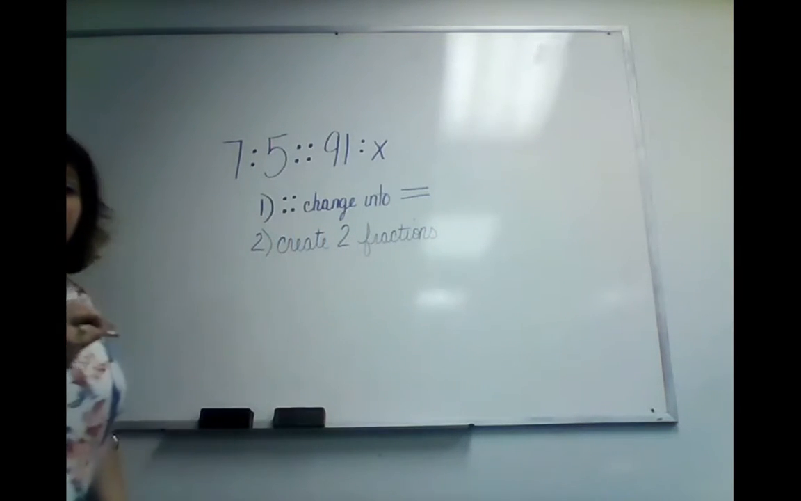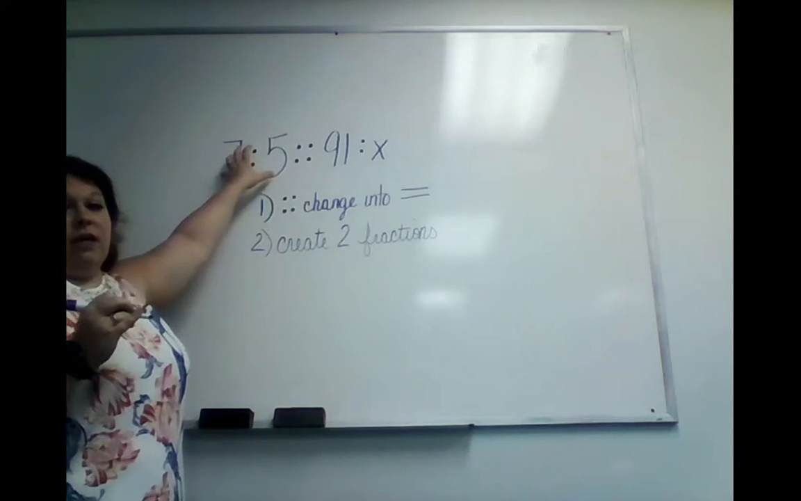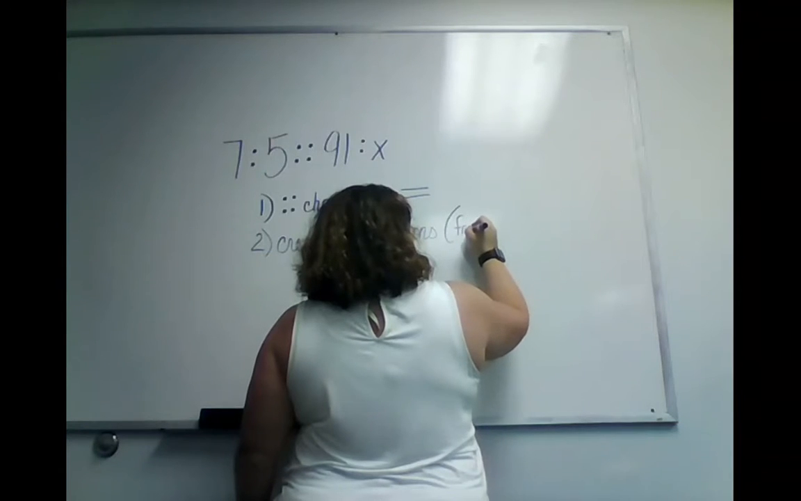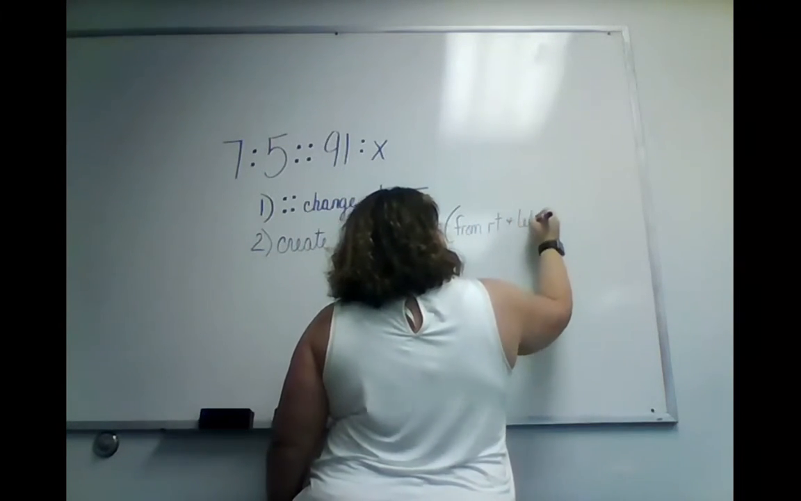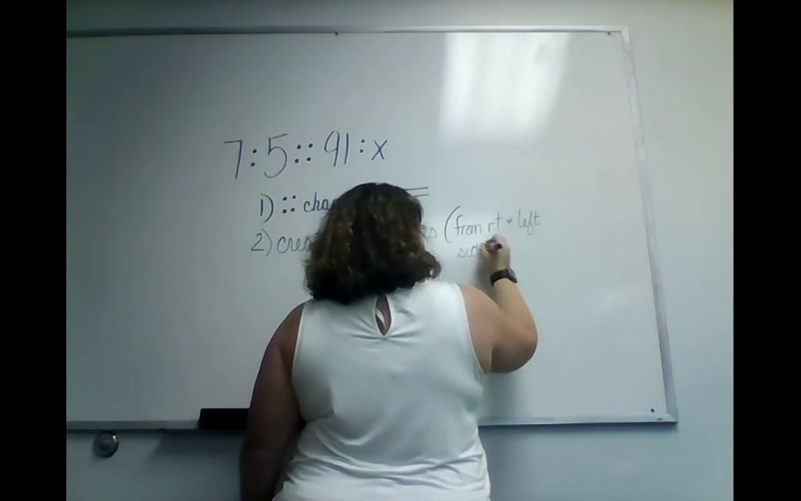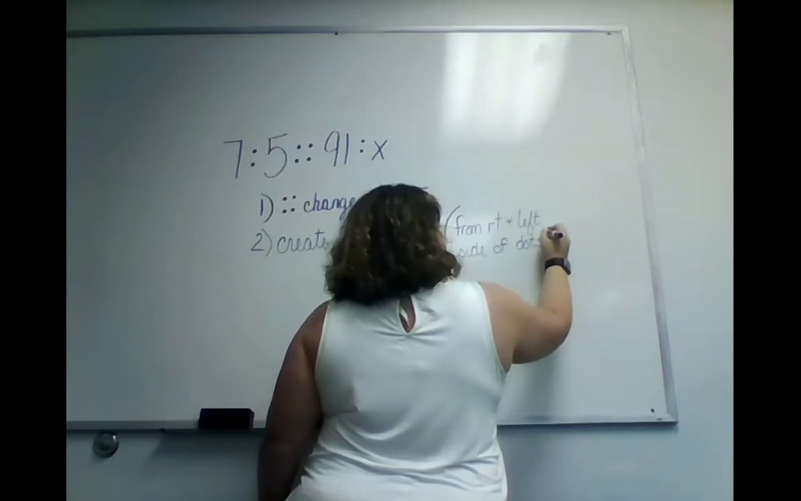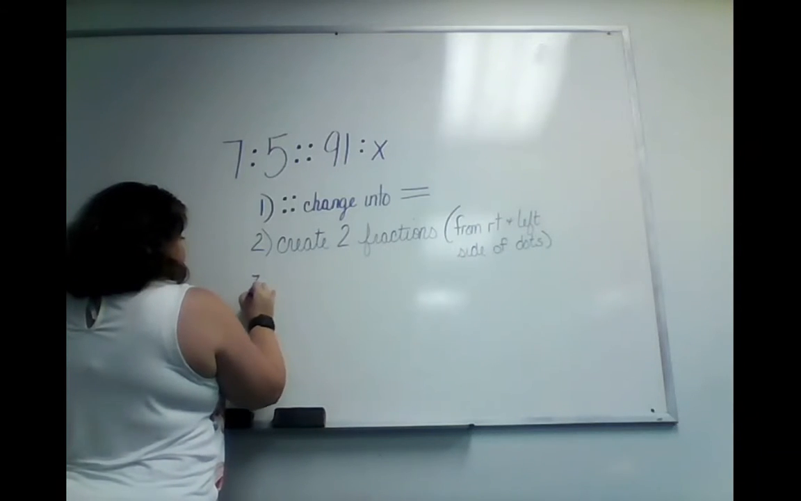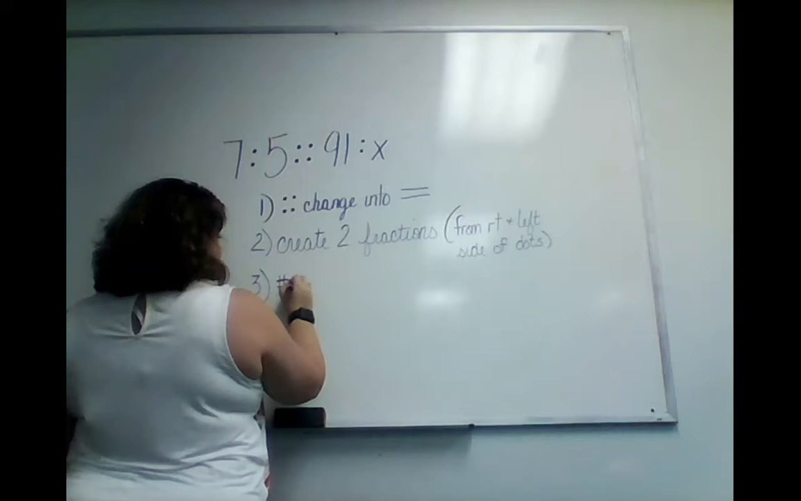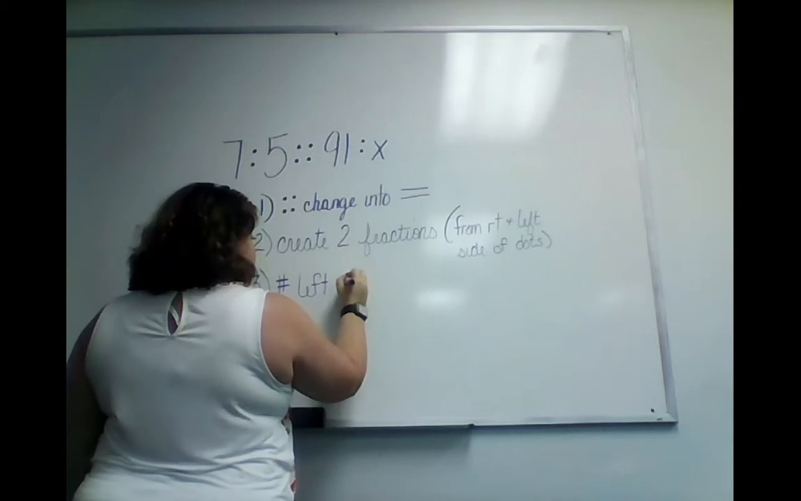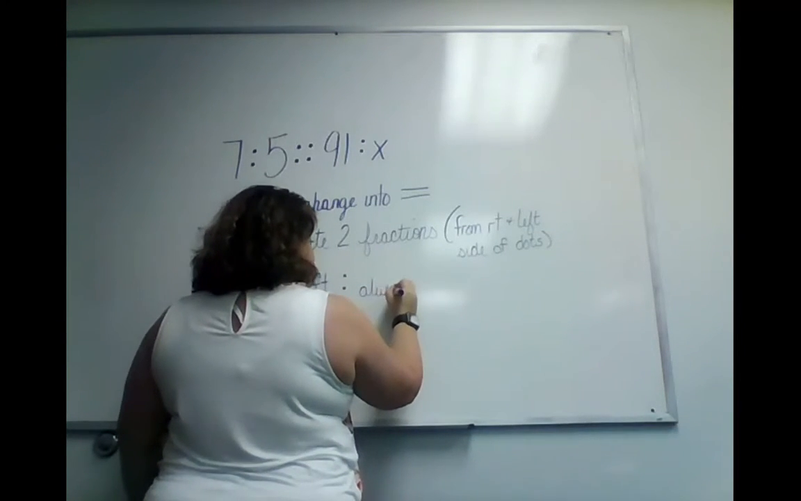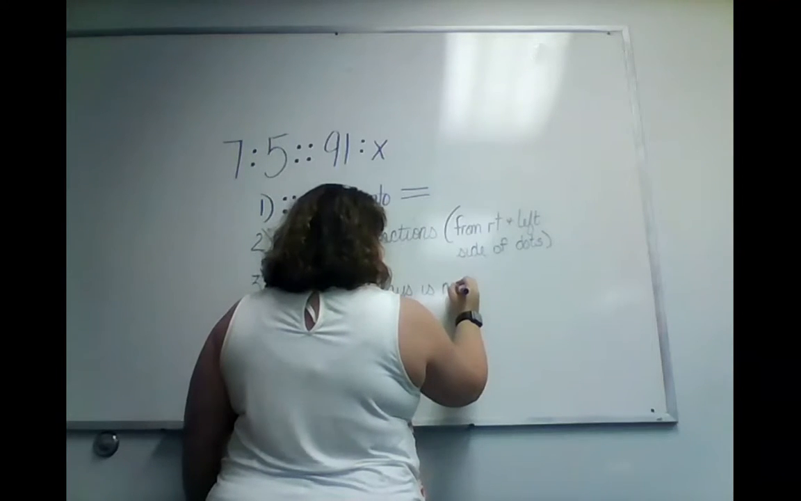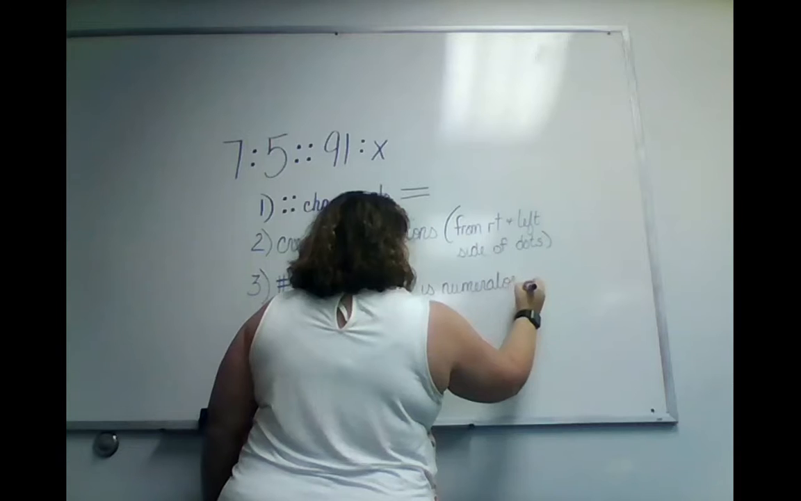So you're going to make 2 fractions. One is going to be from the set of numbers on the left-hand side, and one is going to be from the set of numbers on the right-hand side of these 4 dots. So again, it's going to be from the left and the right side of the 4 dots. Okay, so to create the fraction, the number to the left of the 2 dots will always be your numerator. If you don't remember what a numerator is, it is the top number of the fraction.